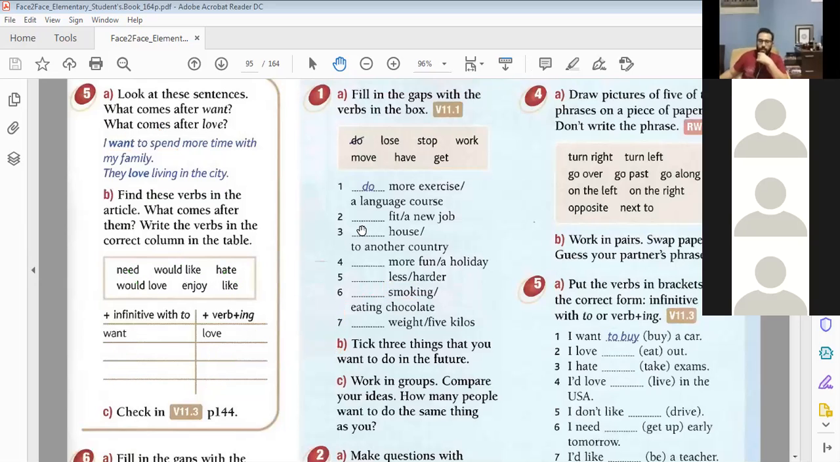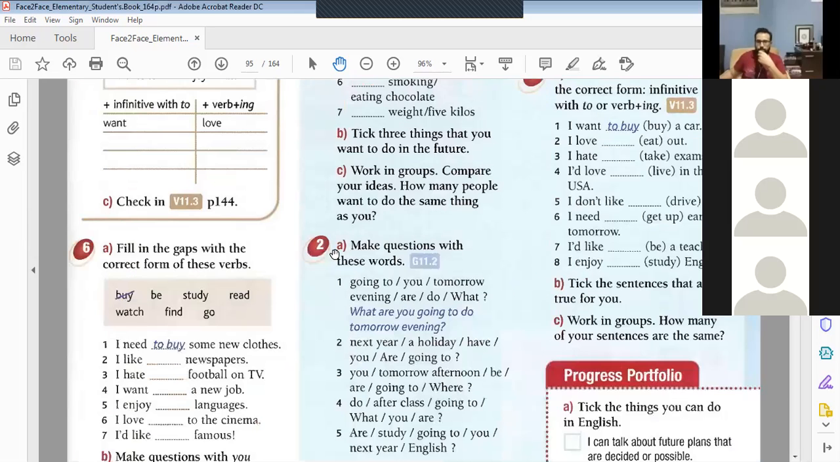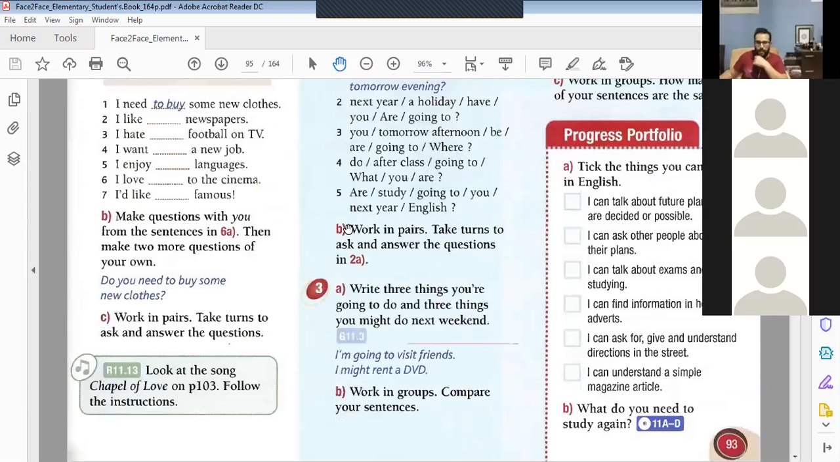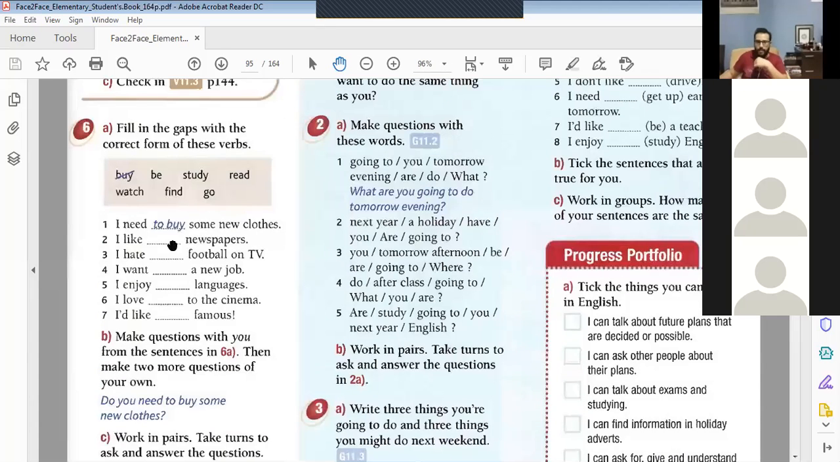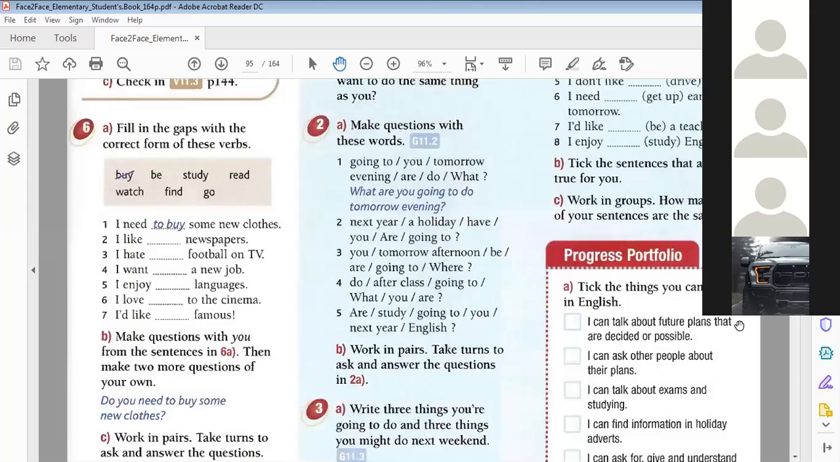Okay, now it says here number 6, fill in the gaps. So we will apply this and use it to complete these sentences. The verbs we have are buy, be, study, read, watch, find, go. All right, number 2. Okay, Rashid, you can start. Number 2, can you do number 2, Rashid? What do you want to use?